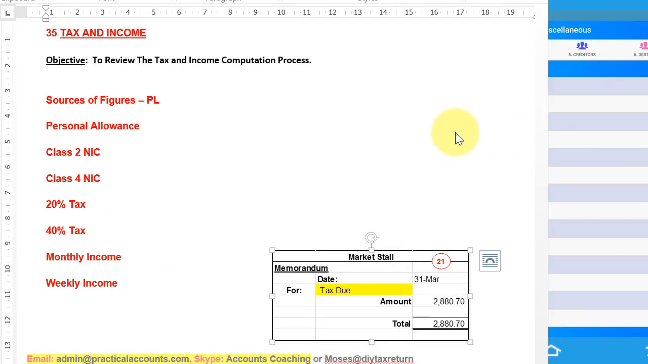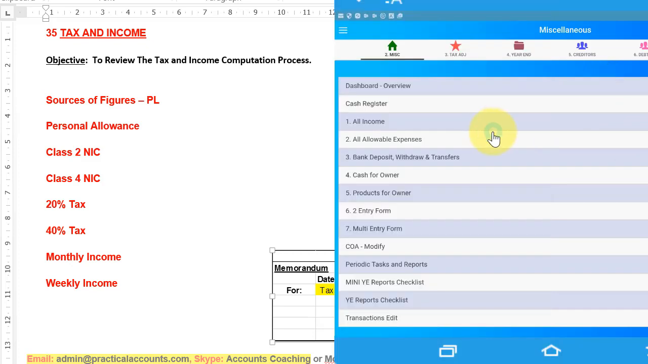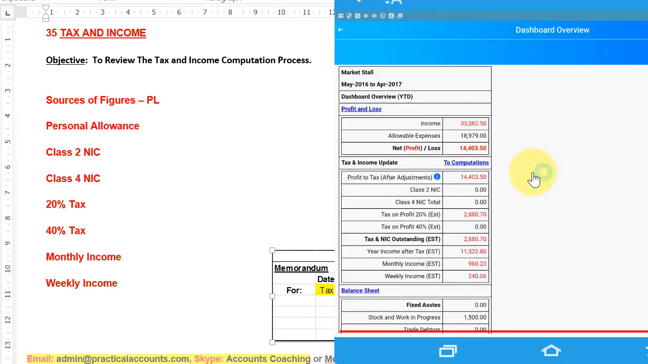In this session, we'll look at the tax and income computations. We are basically reviewing what has been computed in form of tax and income. Now, the source of figures for computation is the profit and loss account. Basically that. Now, let's have a quick look at the profit and loss account.